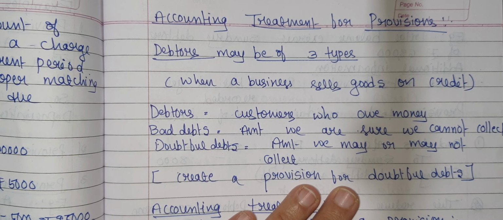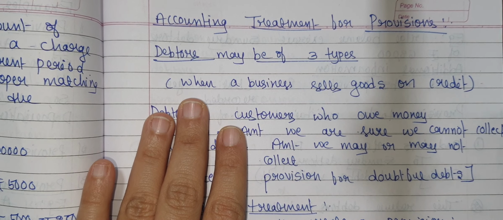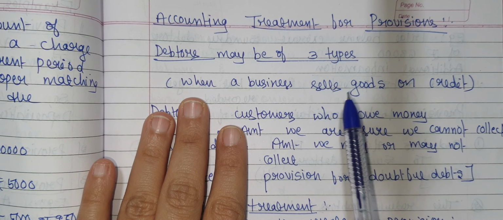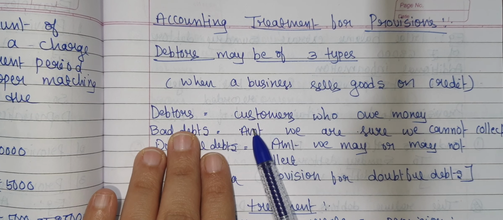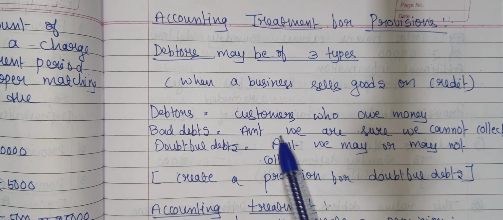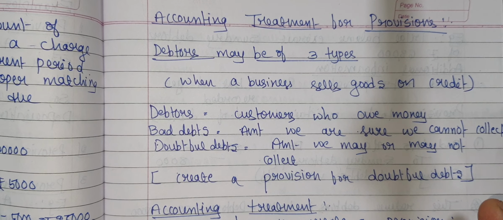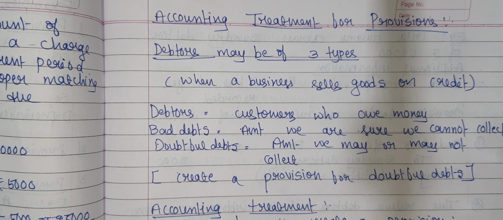Clear? So these debtors may be of three types. Debtors means when a business sells goods on credit, then a debtors account is created. Here debtors may be of three types. They are debtors, meaning customers who owe money, and bad debts, meaning amounts we are sure we cannot collect from the people. Clear? That is what bad debts are.